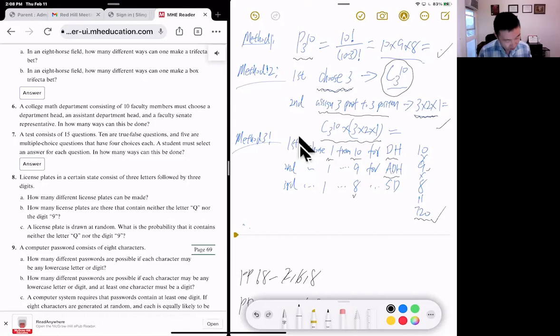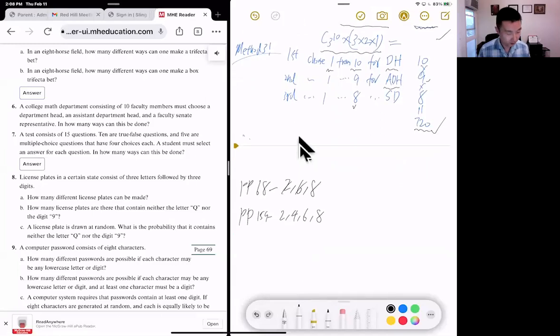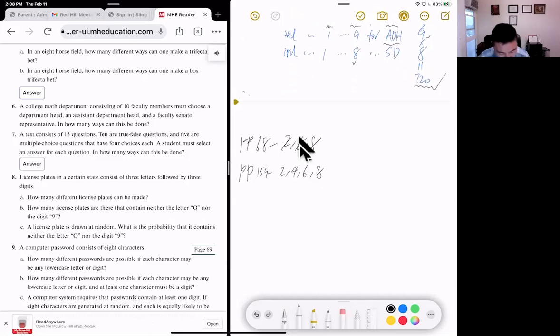If you don't have any questions, let's continue with question number 8. A license plate in a certain state consists of 3 letters, A, B, C, D, E, until Z, followed by 3 digits, which could be 0, 1, 2, 3, 4, 5, 6, 7, 8, 9. Part A: how many different license plates can be made?